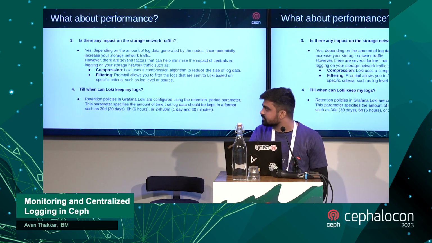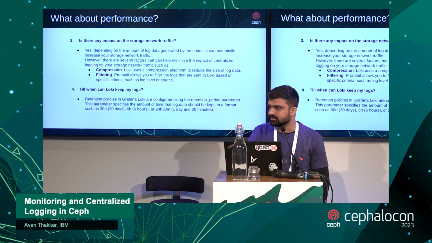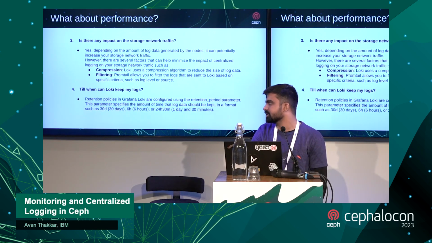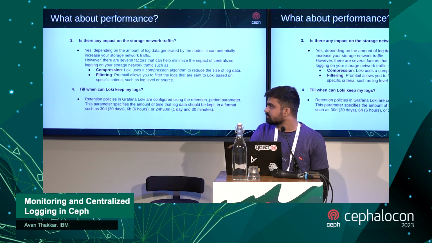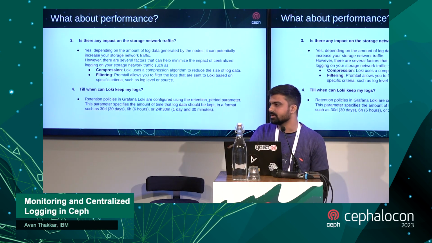And next, is there any impact on storage and network traffic? Depending on scale, when you have thousands of daemons or a large-scale cluster, it will be a huge load, but Loki provides a solution to that as well. It has a compression algorithm, so they format the data and do compression, and you can reduce the log data size. Also, Promtail provides filtering, so you can do the filtering and labeling in Promtail itself, and then send accordingly to Loki.